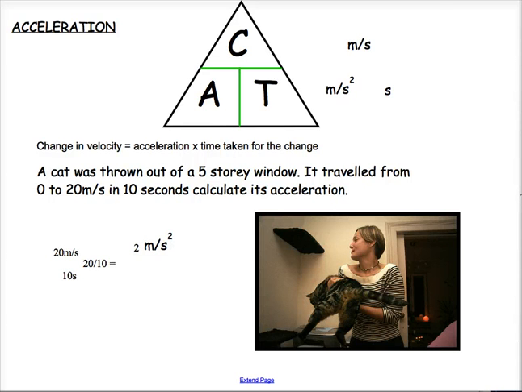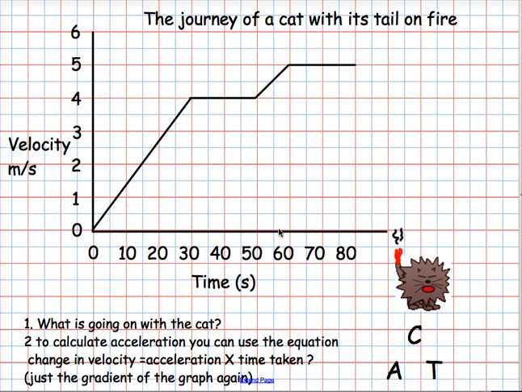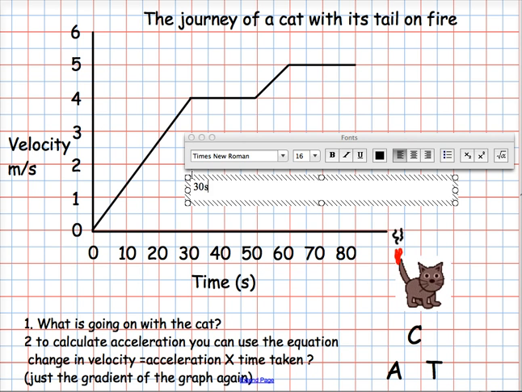What you've got to then do on the higher tier is use that equation to work out the gradient of the line and therefore the acceleration of said kitty here. So for this kitty, we're looking at CAT: change in velocity and the time taken. So let's have a look what its acceleration is at this stage here. The time taken is 30 seconds.